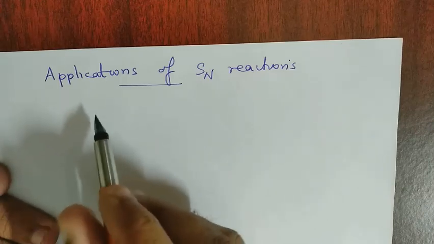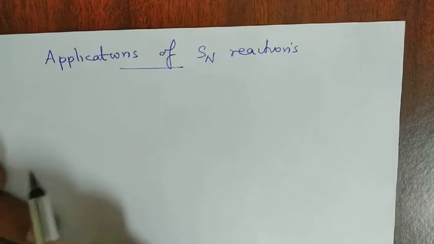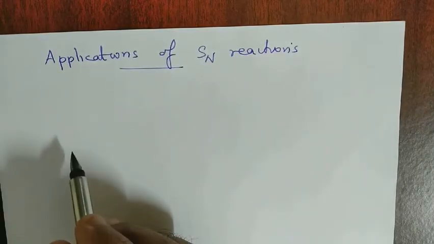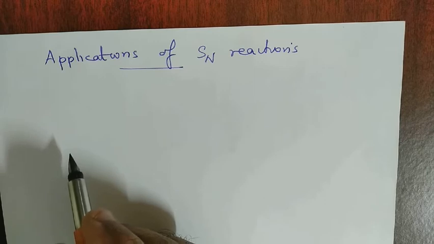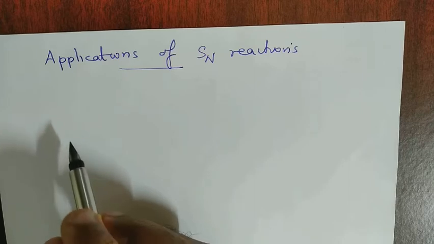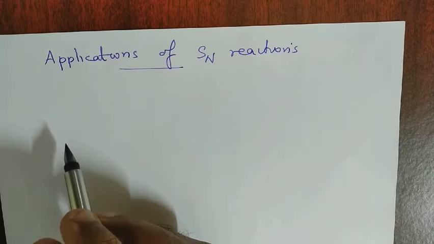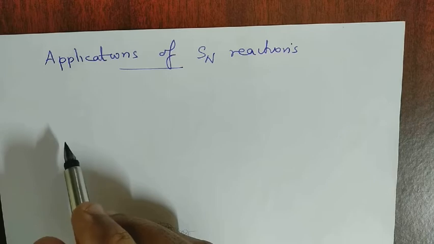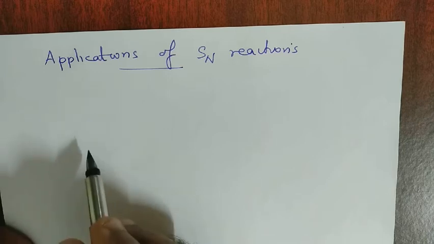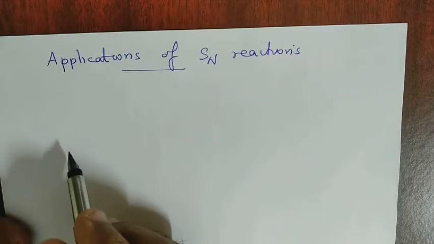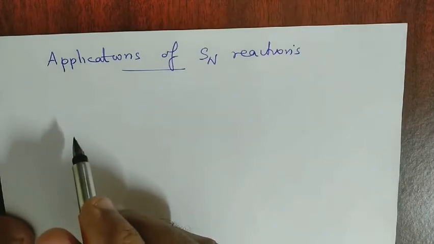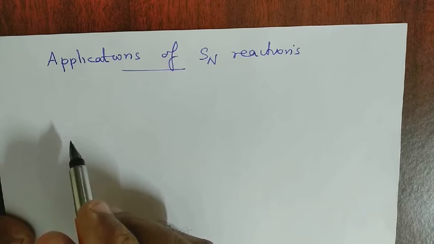Applications of nucleophilic substitution reactions. Alkyl halides undergo a large number of nucleophilic substitution reactions in which the halogen atom in the alkyl halide is replaced by other atoms or groups of atoms. Hence, nucleophilic substitution reactions of alkyl halides can be used to prepare other types of organic compounds like alcohols, ethers, cyanides, isocyanides, nitro compounds, etc.